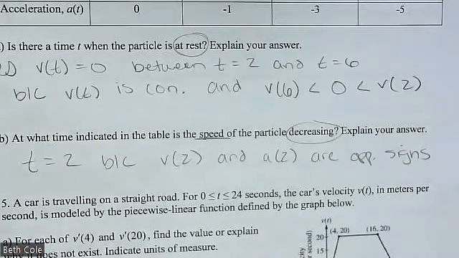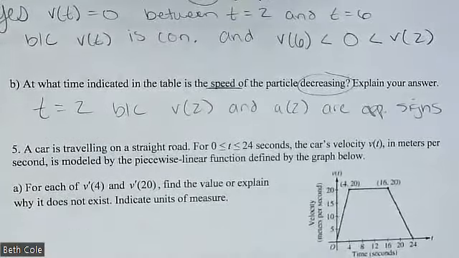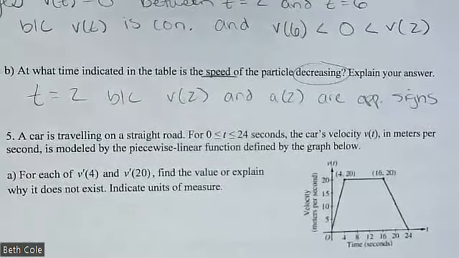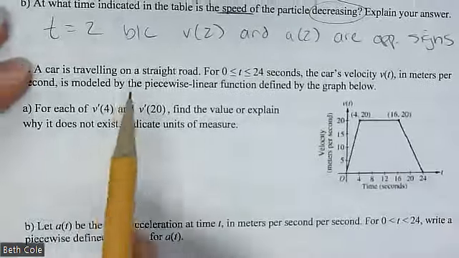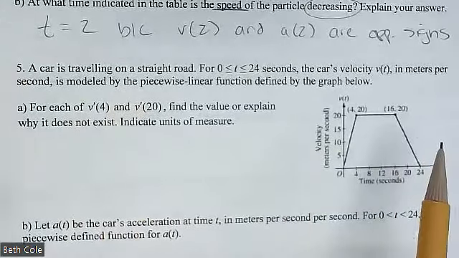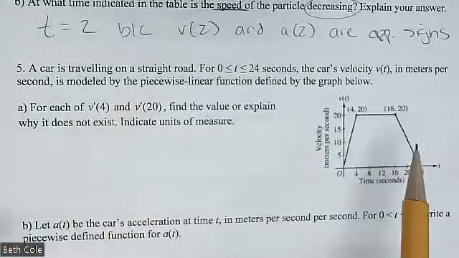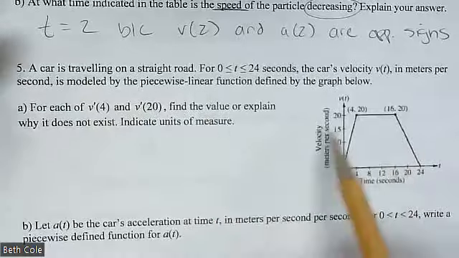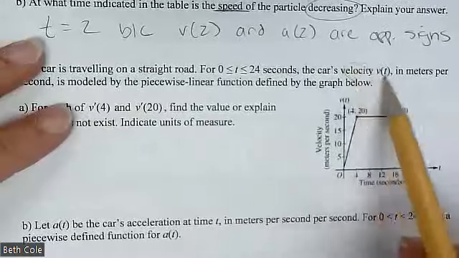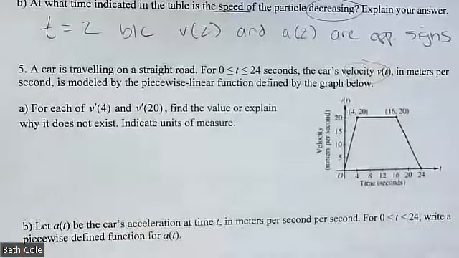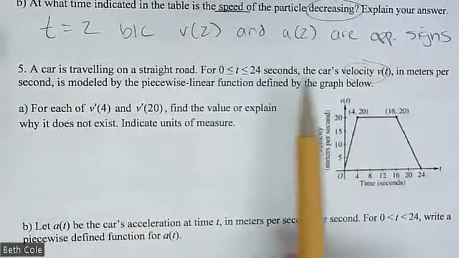Number 5, this time we have a graph. Sometimes they give you a table, sometimes they give you a graph, sometimes they give you an equation. So you got to be able to use whatever they give you to answer the question. What is this the graph of? Position, velocity, or acceleration? Which one? Velocity. So this is already something per something else. Oh, and they even tell us meters per second is what we've got.